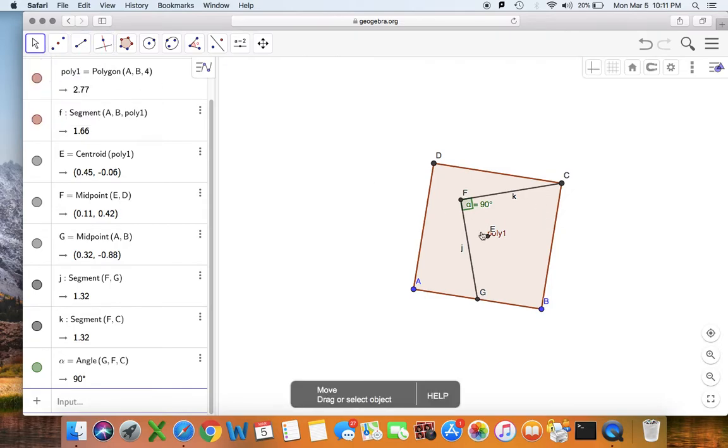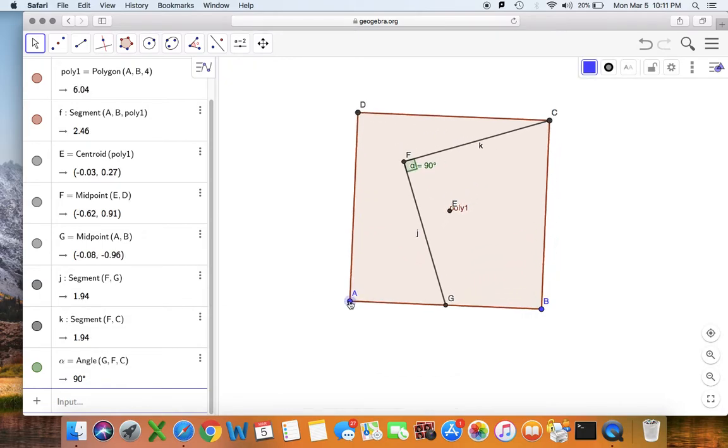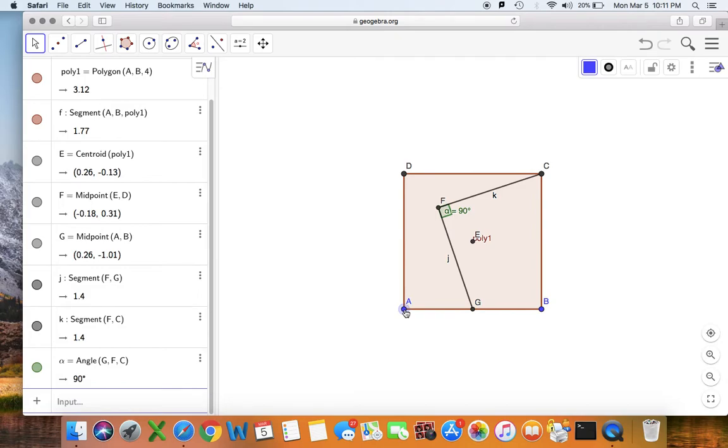perspective, and you can see here that J is equal to K no matter how big or small the line segment AB is, and that J and K are always perpendicular to each other. So we're going to talk about 2 ways to prove that. And the first way is going to be a very traditional, what we would do in just an algebra technique.